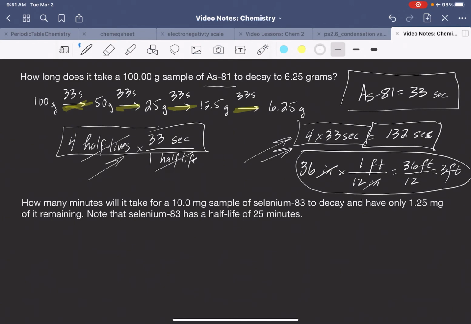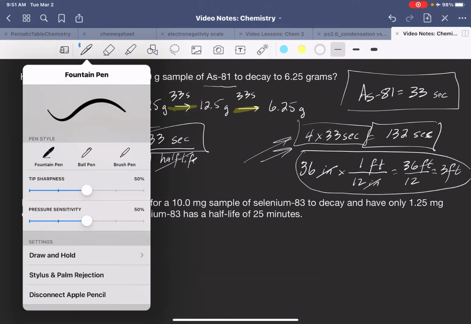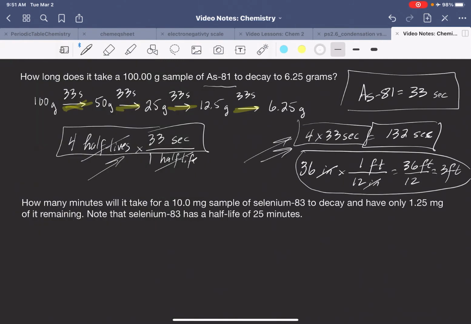So how many minutes would it take for a 10 milligram sample of selenium-83 to decay and have only 1.25 milligrams? And so for selenium-83, we're told the actual amount of time for the half-life, which is 25 minutes. So we've got a 10 milligram sample.